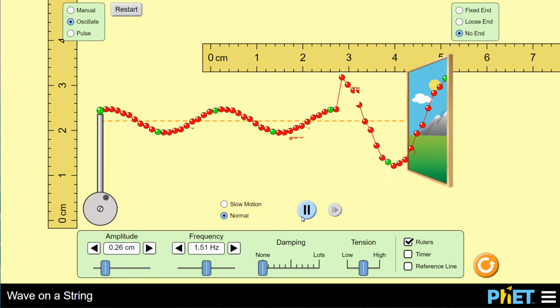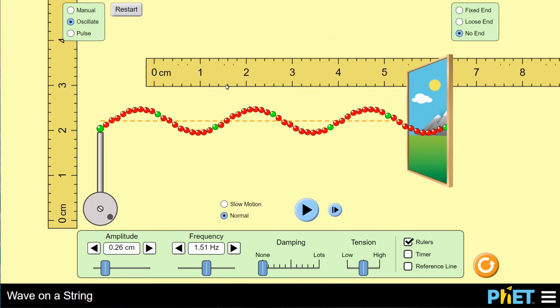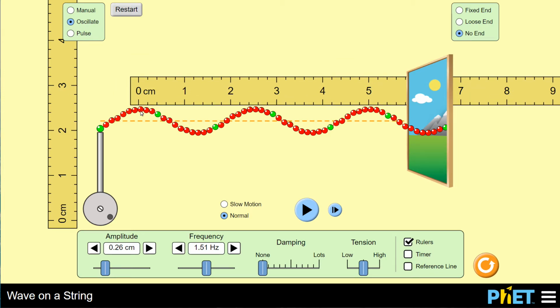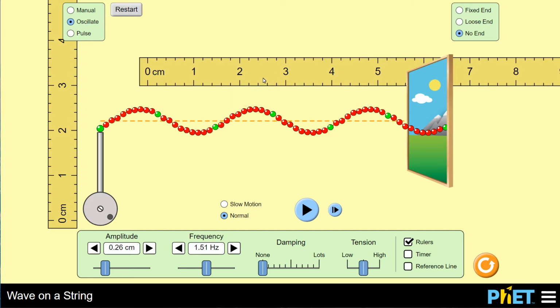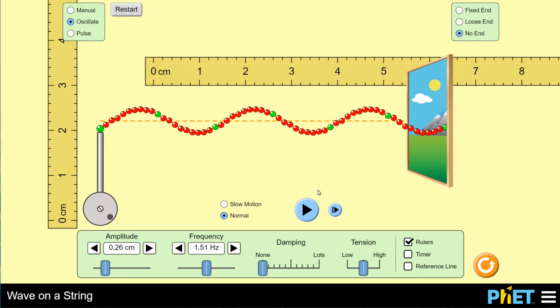Let's try a little bit lower amplitude. We'll pause it. And we can see that the wavelength from crest to crest is, again, about 2.5 centimeters. So the amplitude doesn't seem to affect the wavelength, how far apart the crests are located from one another or the troughs are located from one another.